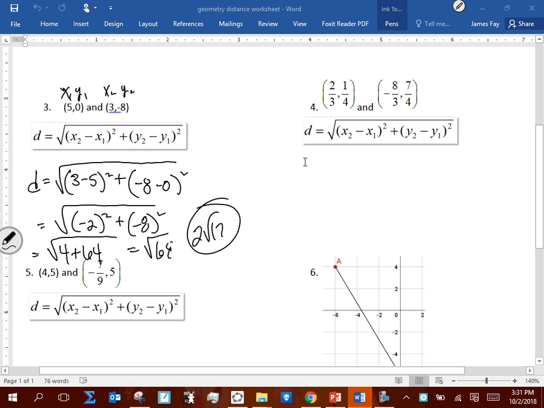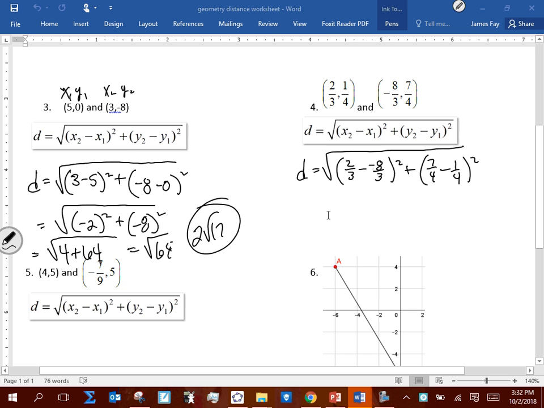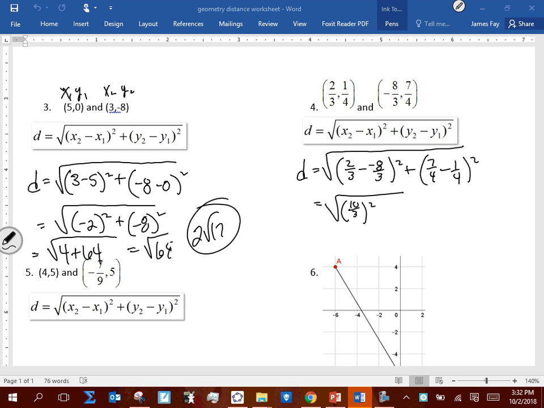This one here is a little bit harder because of the fractions. We need common denominators and all that kind of stuff. So take my x's and subtract them. So I'm going to have 2/3 minus negative 8/3. Then I'm going to take my y's and subtract those. So I have 7/4 minus 1/4. When I do this, I'm going to get 10/3 here squared, plus this gives me 6/4 squared. Just because it's going to make things easier later on, simplify that 6/4 first. Make that 3/2.